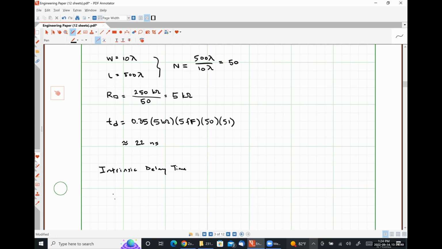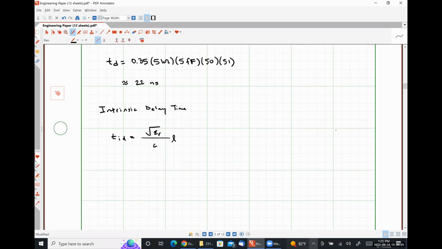is mathematically given. So T_ID, for intrinsic delay, is the square root of the relative permittivity divided by c, the speed of light in a vacuum, times L, the length. Okay.